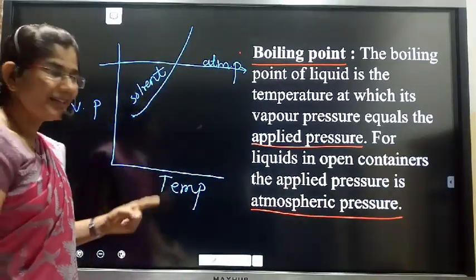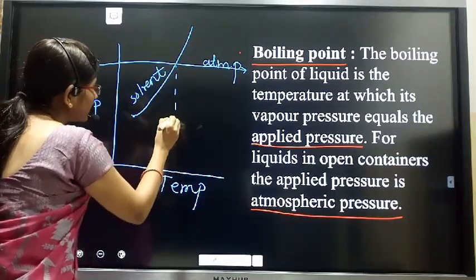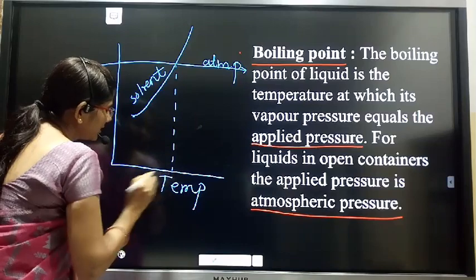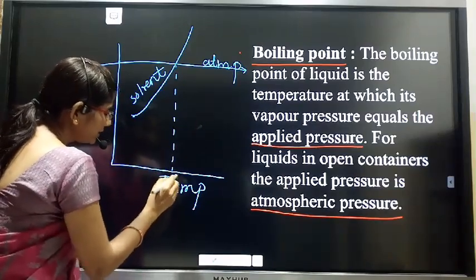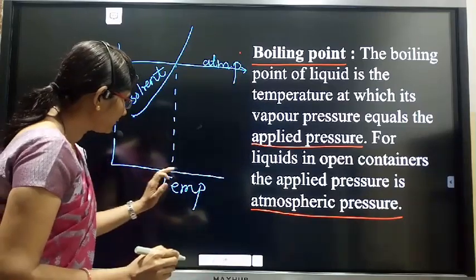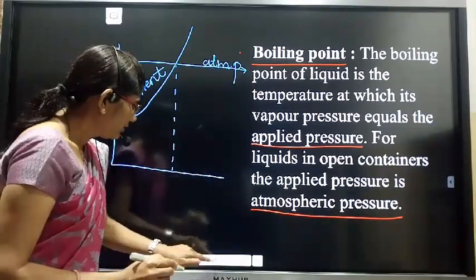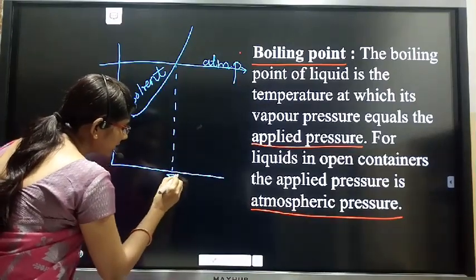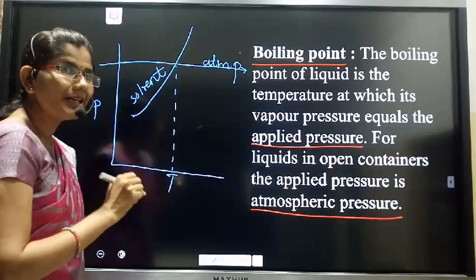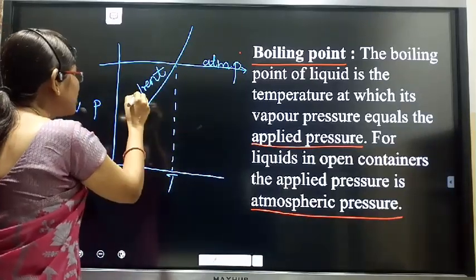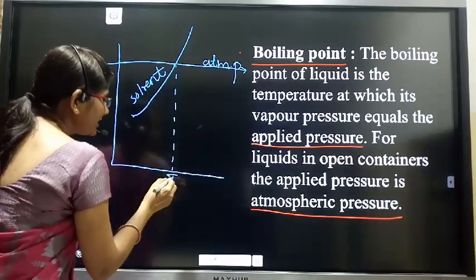When it starts to boil, this is the temperature at which the vapor pressure of the solvent becomes equal to the atmospheric pressure.